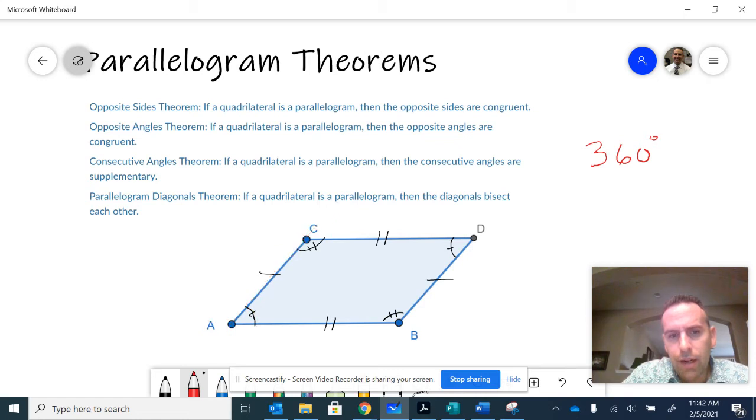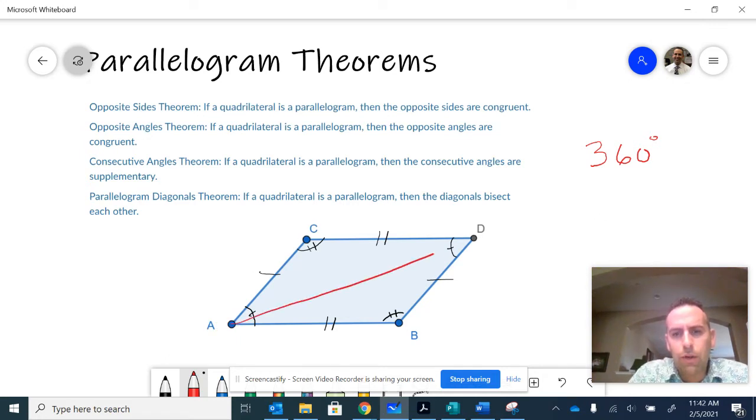So we're going to have that be true, that any consecutive angles are supplementary. And what that means is that A and C would add up to 180. Also, A and B would add up to 180, any two angles next to each other. The last theorem says the diagonals bisect each other.